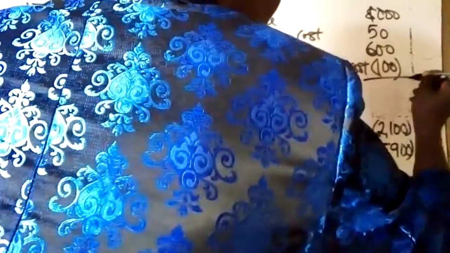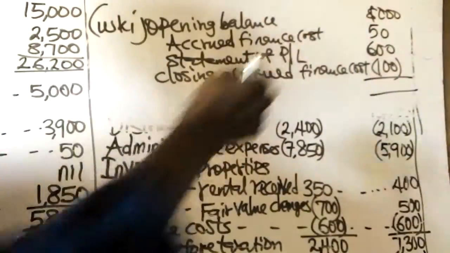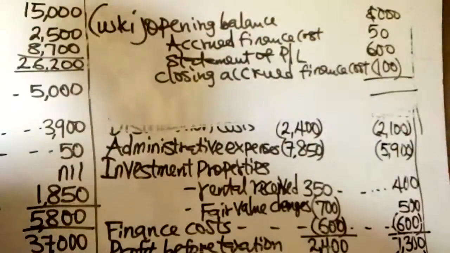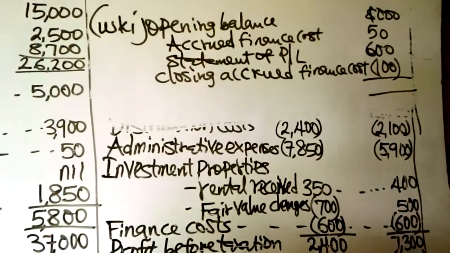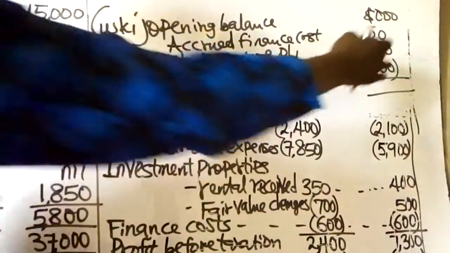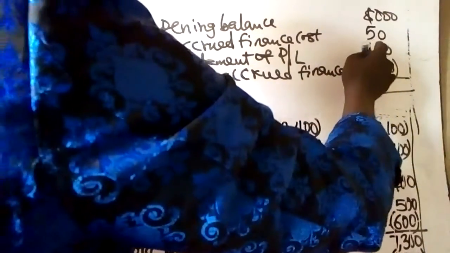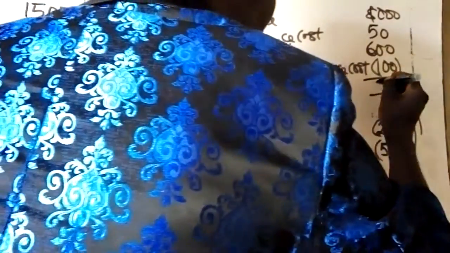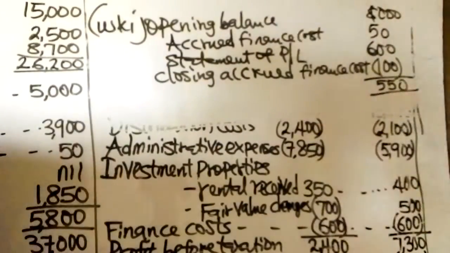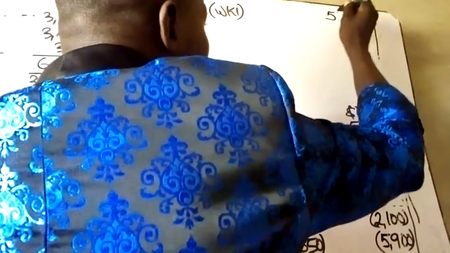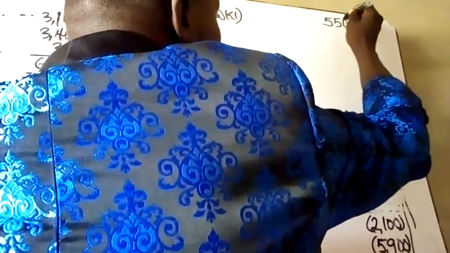I've told you that you should always subtract the closing balance. Opening plus whatever you are given minus the closing. 50 plus 600, that will be 650. Minus 100, that will be 550. So the interest paid is 550.